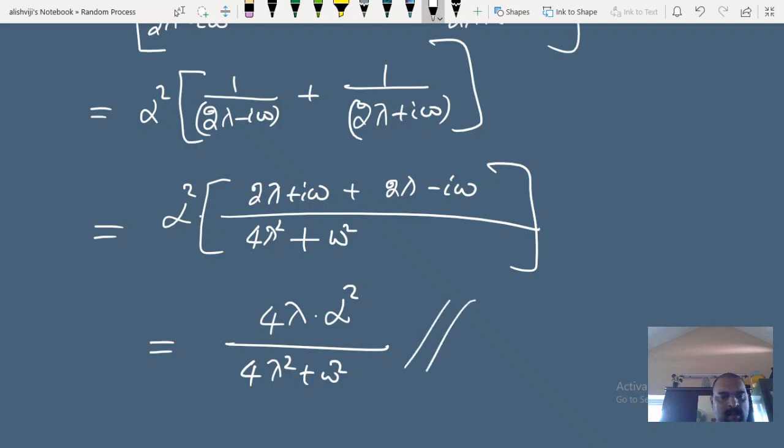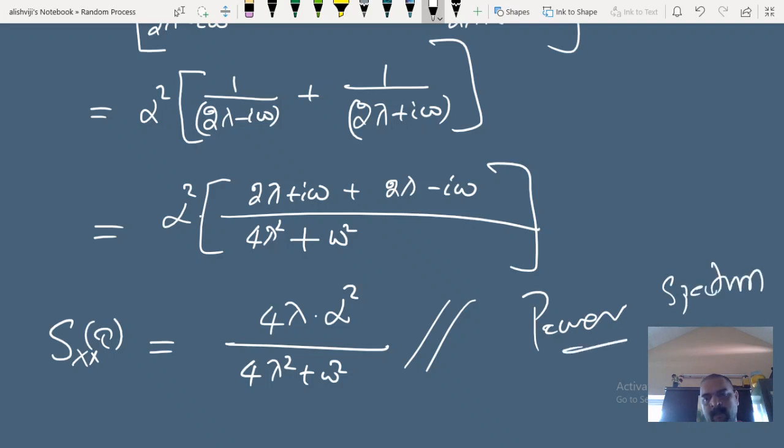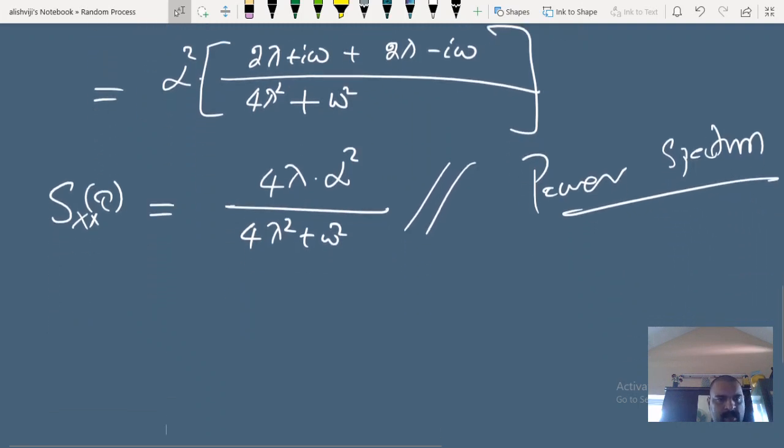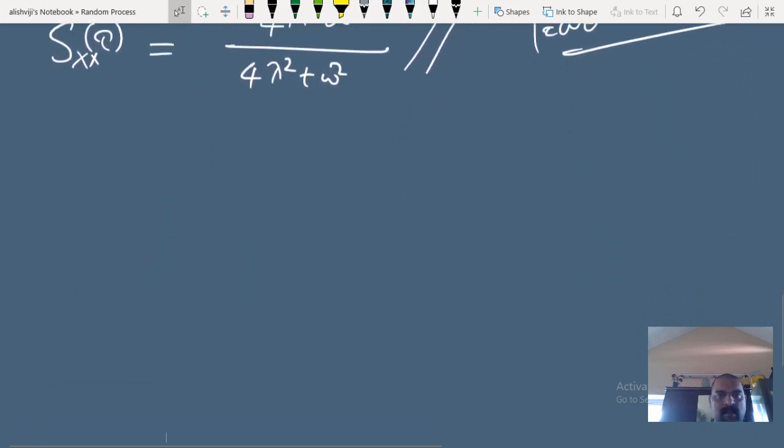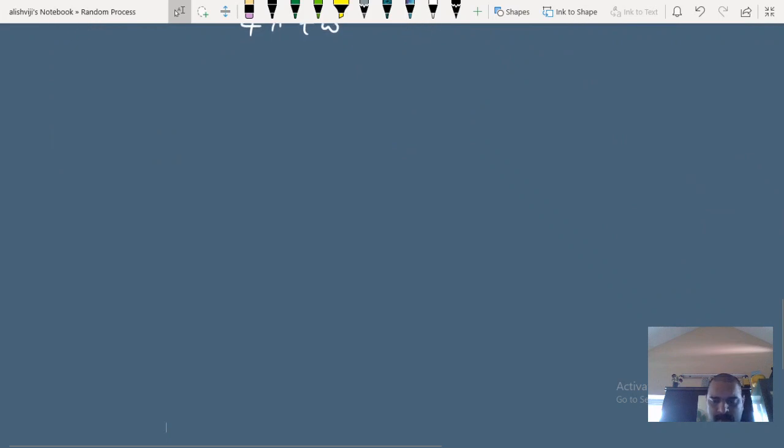So this is our power spectrum of the random process. This is the power spectrum. So this is how we calculate the power spectrum of a random process. Now let us have another problem.